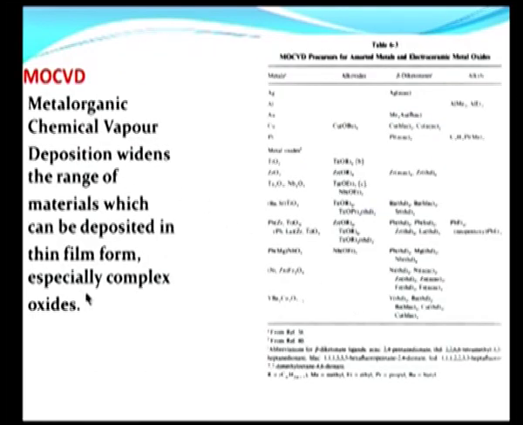I mentioned metal organic CVD, which is again a particular version of CVD, where metal organic precursors are used, such as the acetylacetonates and so forth, that would give films of metals and metal oxides, including complex metal oxides as listed here. It is a versatile process.